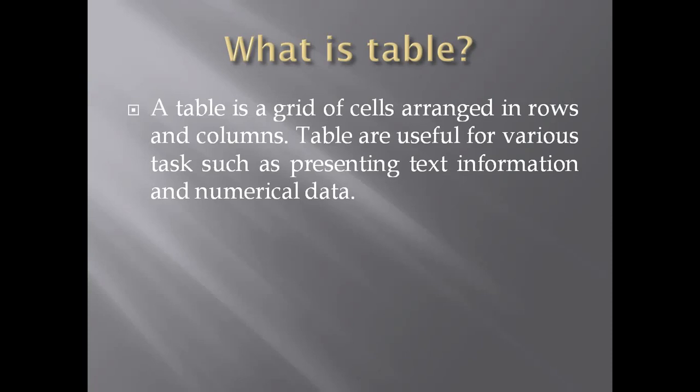As you know, a table is a grid of cells arranged in rows and columns. Also, the intersection of rows and columns is called a cell, and a collection of cells is called a table.